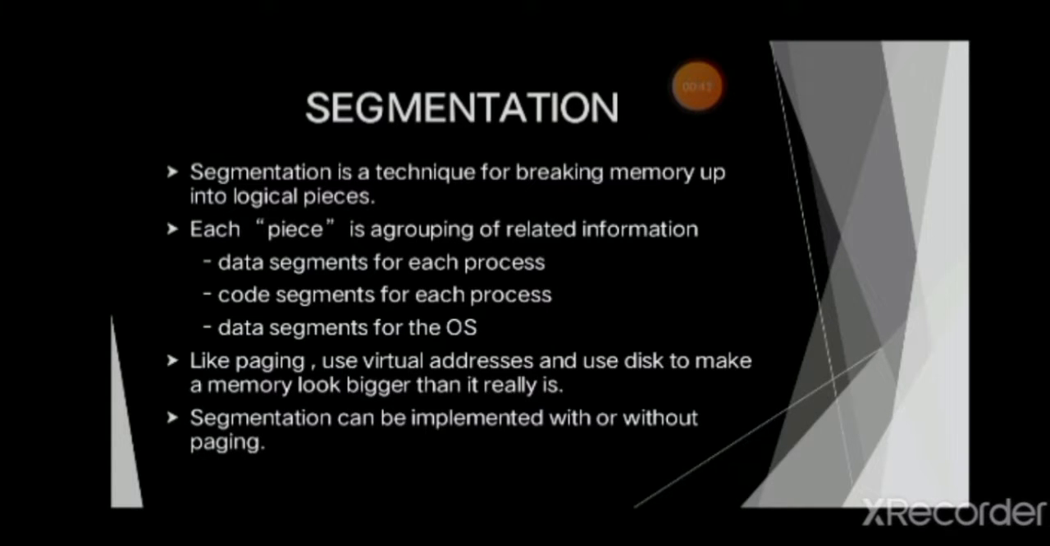Each piece is a group of related information: data segments for each process, code segments for each process, data segments for the operating system. Like paging, it is used for virtual addresses and makes memory look bigger than it really is. Segmentation can be implemented with or without paging. Segmentation is also a process divided into segments. The chunks that a program is divided into, which are not necessarily all of the same size, are called segments. Segmentation gives users a view of the process which paging does not give.